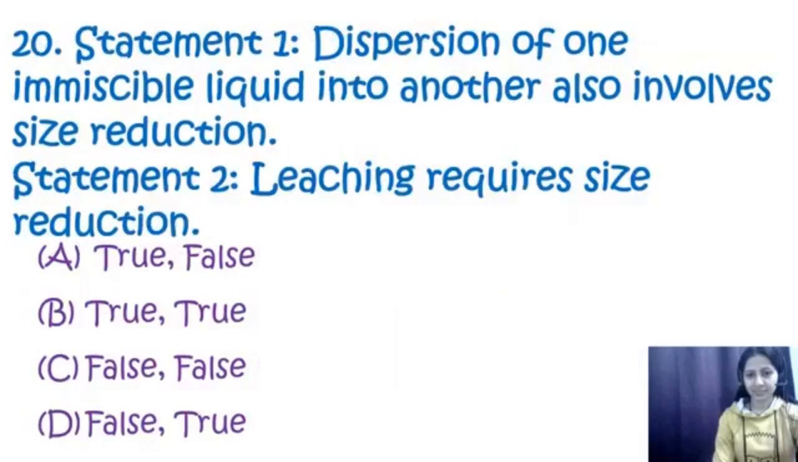Next, question number 20. Statement 1. Dispersion of one immiscible liquid into another involves size reduction, and statement 2. Leaching requires size reduction. So the options are true true, true false, false false, and false true. So option number B, that is both the statements are correct. So option number B is correct.